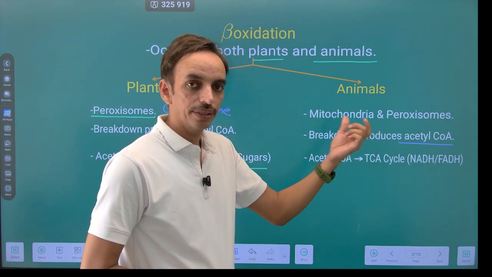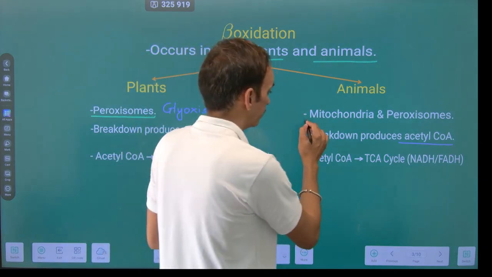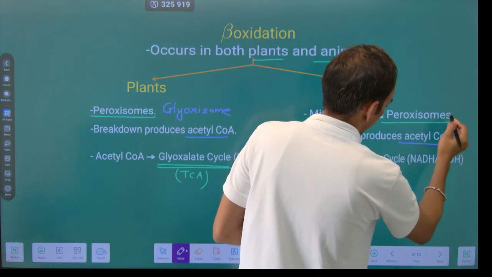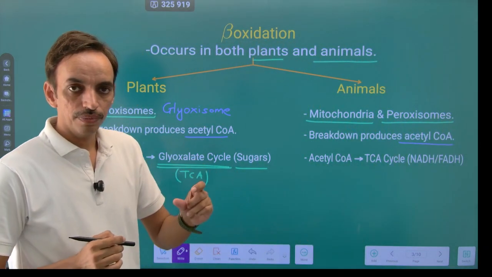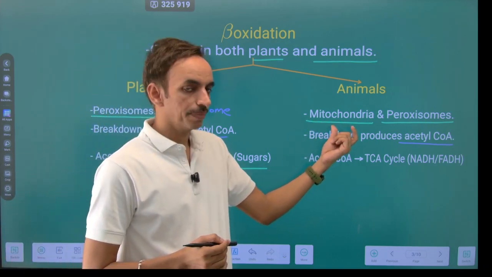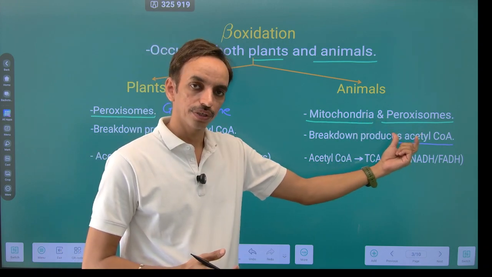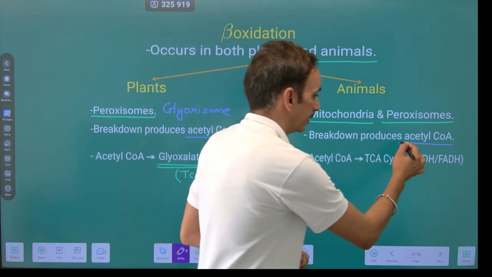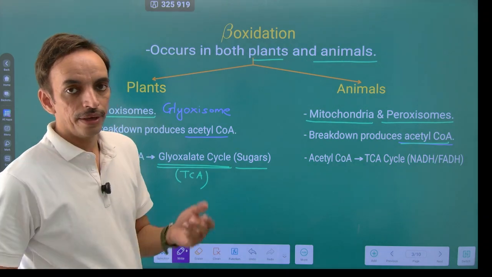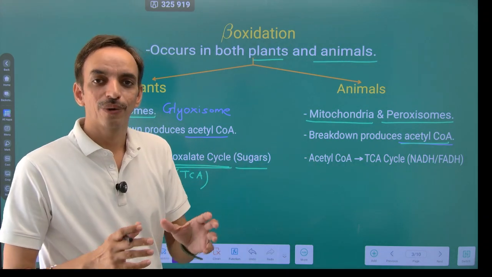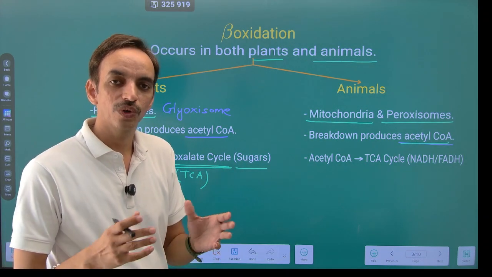In the case of animals, beta oxidation occurs within both the mitochondria and the peroxisome. Major beta oxidation occurs within the mitochondria. Initial trimming occurs within the peroxisomes. The product, again, is acetyl coenzyme A. But in the case of animals, there is no glyoxylate cycle, or there is no glyoxysome.